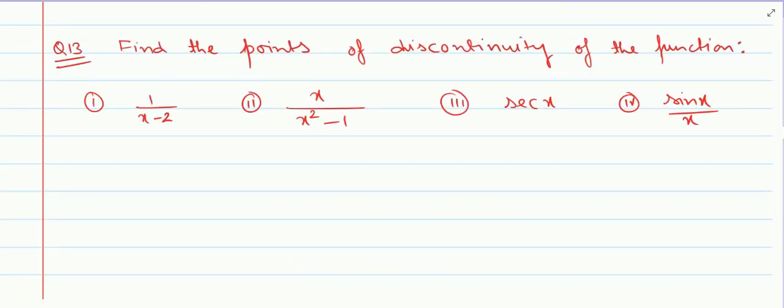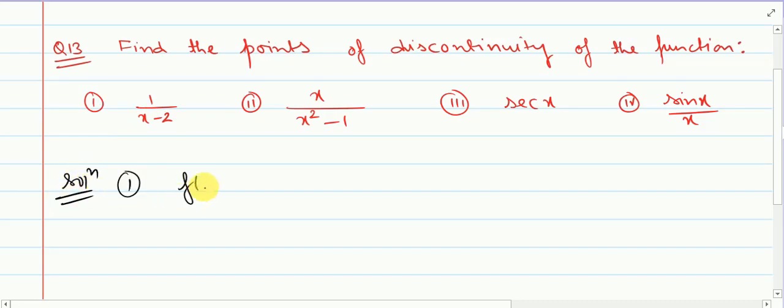Now let us see question number 13. Here it says find the points of discontinuity of the function. These functions are given to us, and for each function we have to find the point of discontinuity, meaning at what point they are not defined. So solution number 1: f of x is 1 upon x minus 2. Here, when will we say that this function is not defined? If the denominator becomes 0, then we'll say it's not defined.